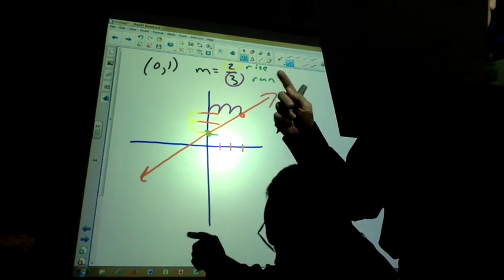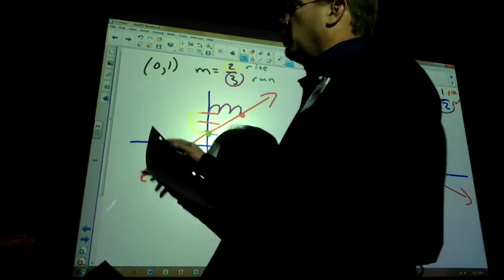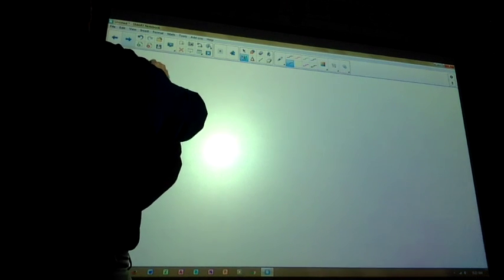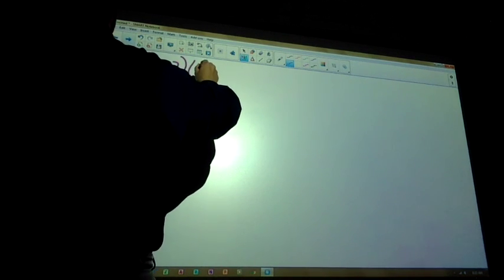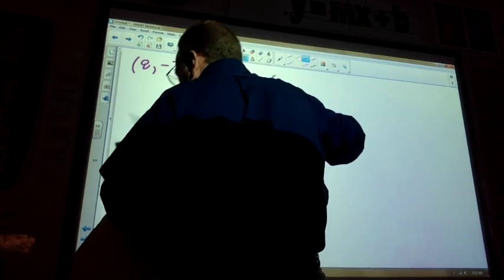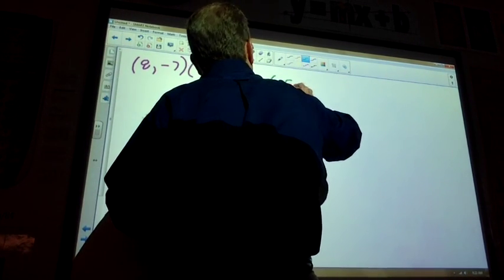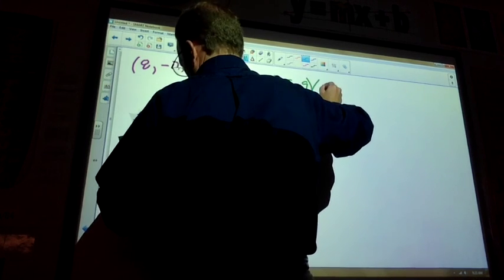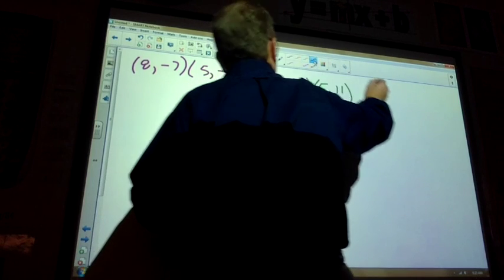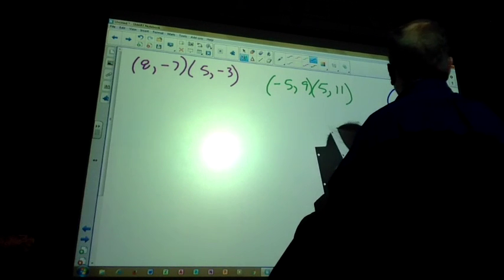6, 7, and 8 says find the slope of the line through each point. So we're only finding the slope. We're not finding the equation yet. So problem number 6 is this. Problem number 7 is this. And problem number 8 is this.